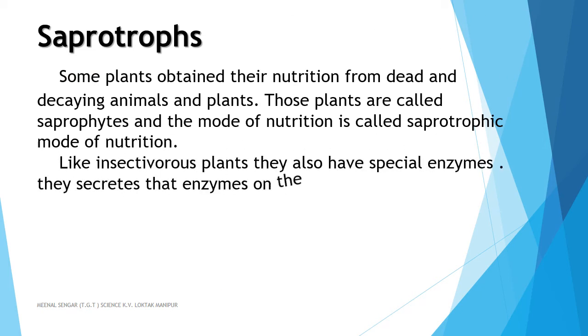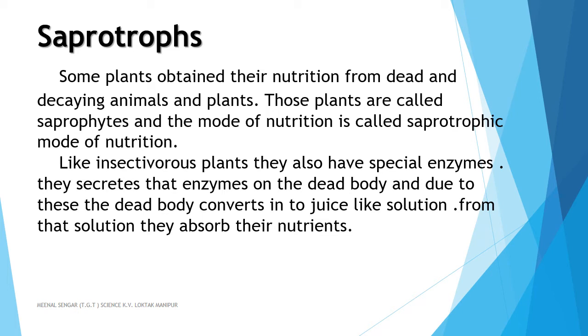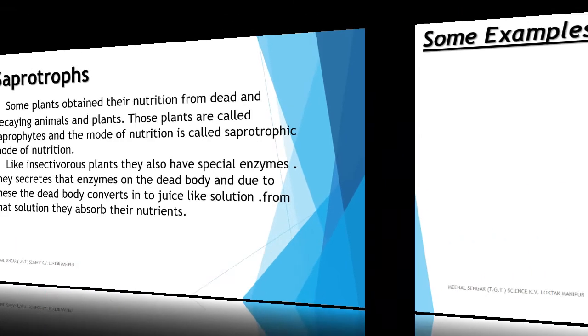Like insectivorous plants, they also possess some type of special digestive enzyme. That enzyme they secrete on the dead body, and due to that enzyme the dead body converts into a juice-like solution. From that solution they absorb their nutrients. That means they secrete their enzymes on the dead body, and the outer structure of that dead body on which the enzyme is there converts into a juice-like solution, and from that solution they absorb their nutrients.